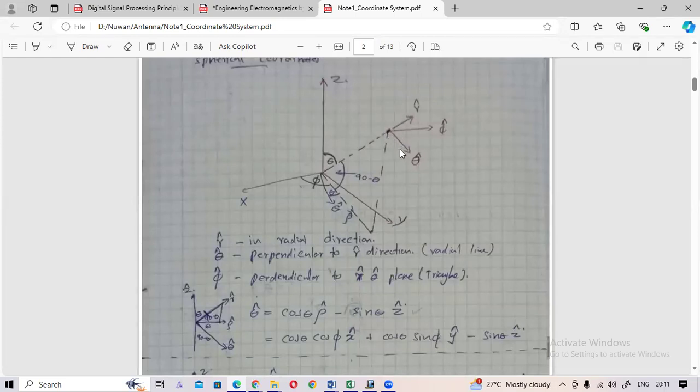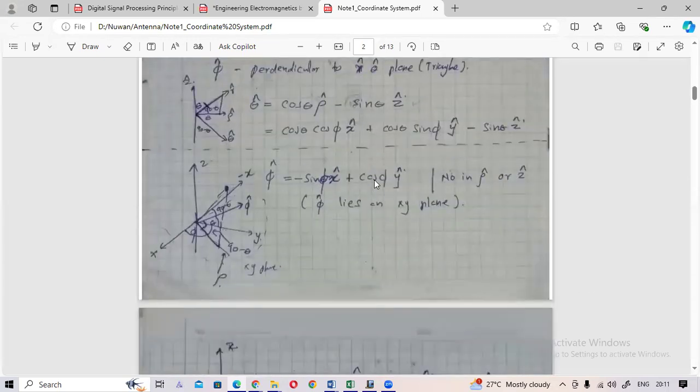These are vectors. And phi is in the direction perpendicular to the r theta plane. This phi is perpendicular to the r theta plane.